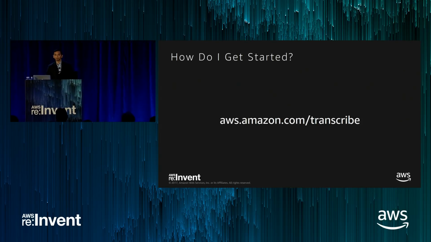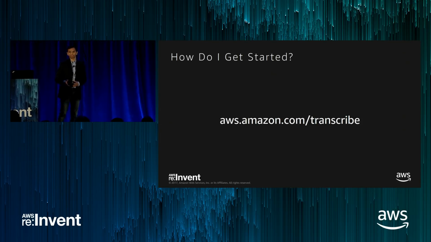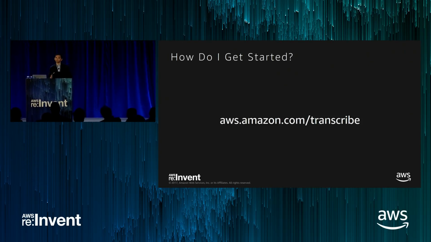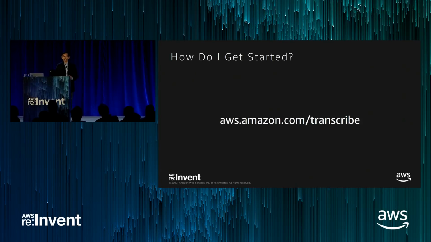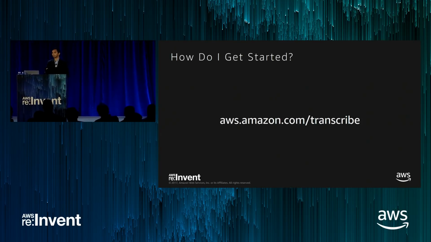So how do you get started? You can go to the link up there, amazon.com/transcribe, and you have a form that you can fill in less than a couple of minutes. We'll start whitelisting in a couple of weeks. Once we whitelist, we'll send you an email with all the instructions, and you can get started right away.